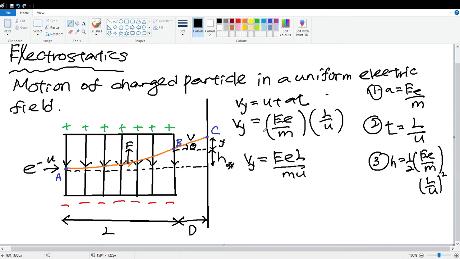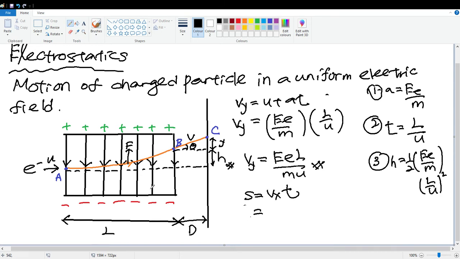Alright, so that's it for the vertical velocity. So what about the horizontal motion? As for the horizontal motion, what we have is s equals vt. So this is the horizontal motion.